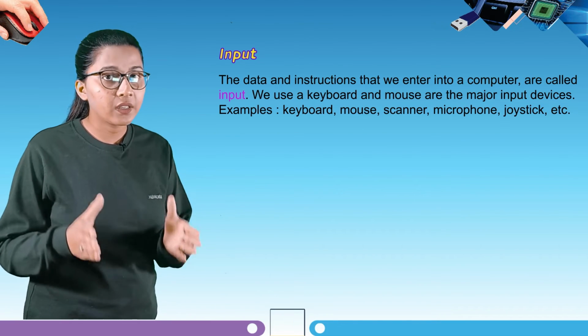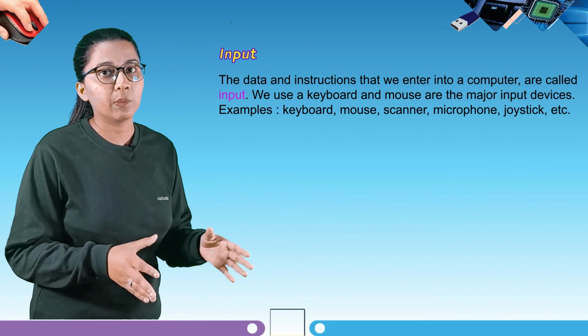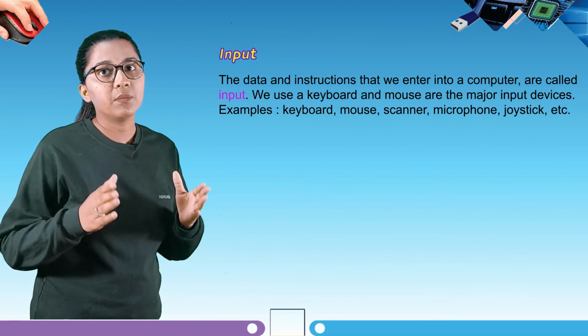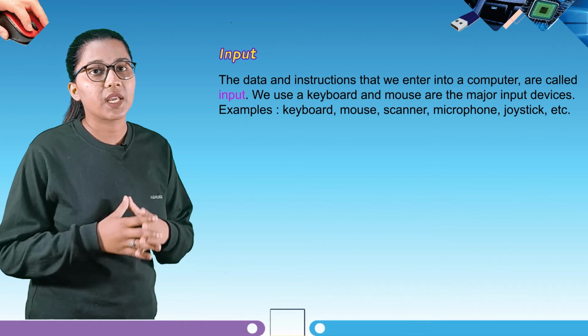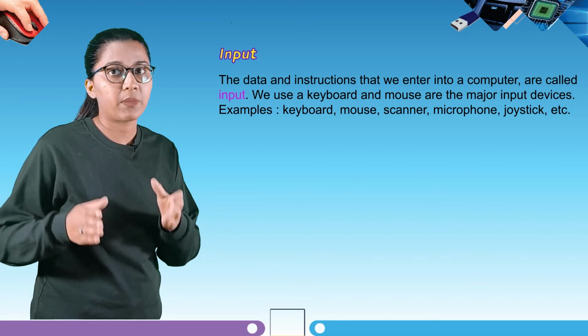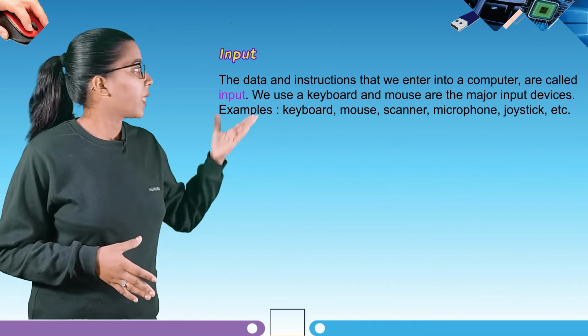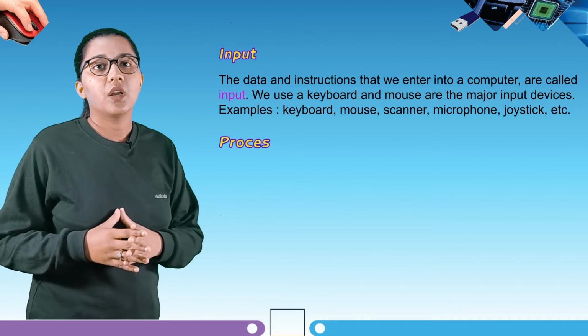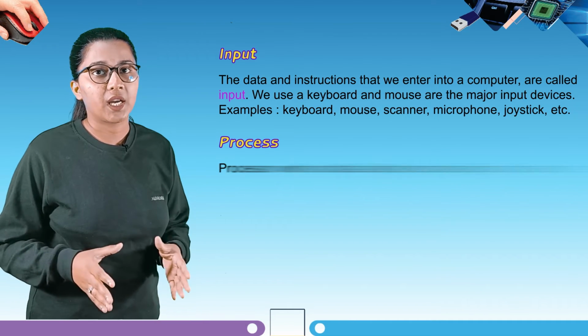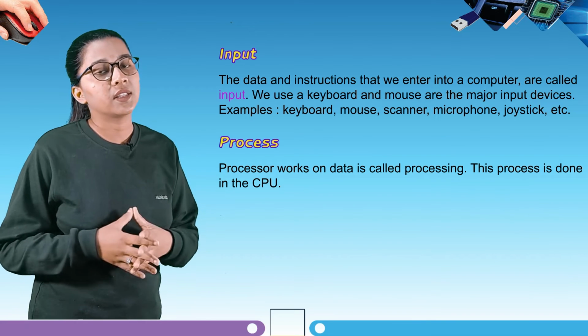Now we have input. The data and instruction that we enter into a computer are called input. We use a keyboard and mouse as the major input devices. Examples: keyboard, mouse, scanner, microphone, joysticks, etc. Now we have process. Processor works on data is called processing. This process is done in the CPU.